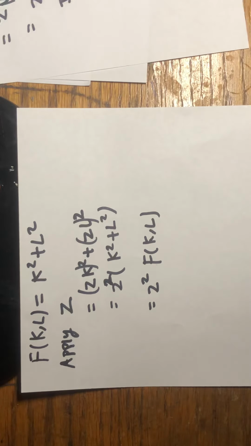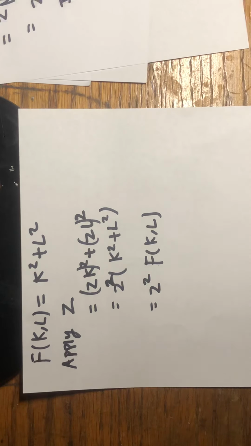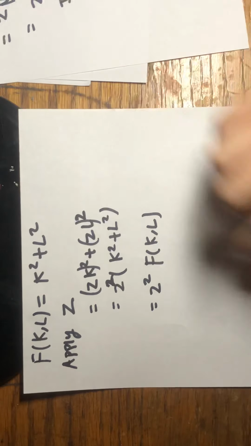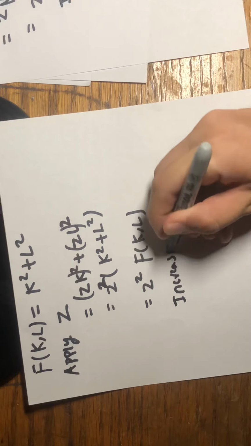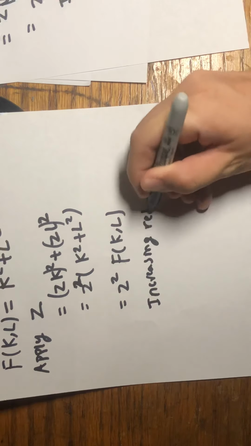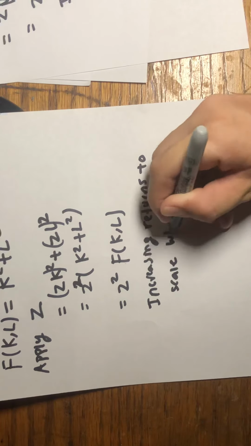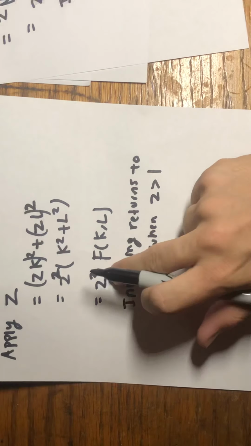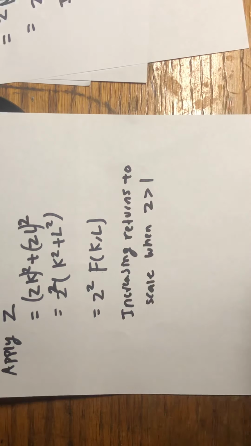And essentially, this is an exponential function, which basically means that this will be squared for whatever value, so it's going to be constantly growing. It's an exponential function. So this is going to be increasing returns to scale when Z is greater than 1. And the reason why it has to be greater than 1 is because if it's equal to 0, then the whole function just goes to 0. So essentially, this exponential function is making our production function exponentially grow.